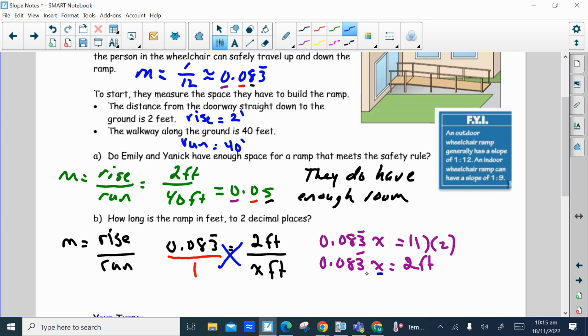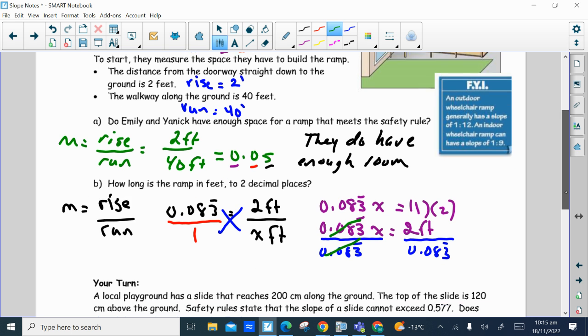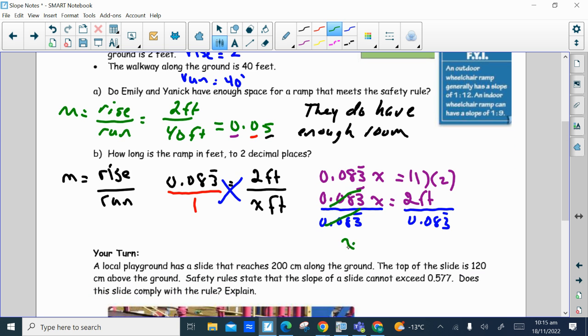The opposite of multiplying is dividing. So we're going to divide both sides by 0.083 repeating to get the x by itself on the left. When you divide something by itself, they cancel. So you're going to get 1x, or just x, equals. And on the right side, I need to do that division.